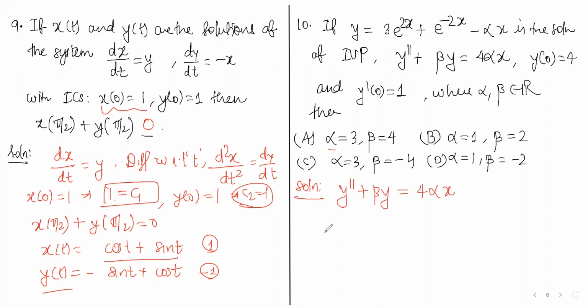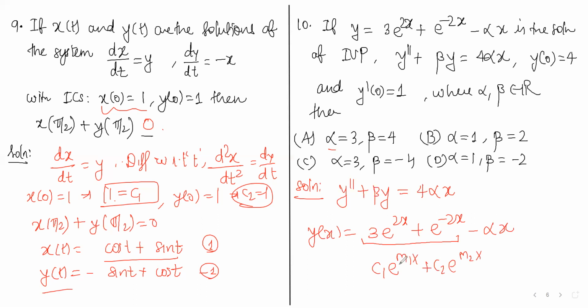I know the solution is given by y of x equal to, they have given 3 e^(2x) plus e^(-2x) and minus e^(alpha x). So if you notice, this is the complementary function or the homogeneous solution. And here, if we compare with our standard equation, we get c1 e^(m1 x) plus c2 e^(m2 x). This is only possible when m1 and m2 are plus and minus 2. That means m^2 must have been 4, so m^2 minus 4 would be 0.